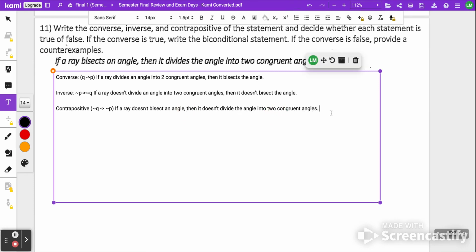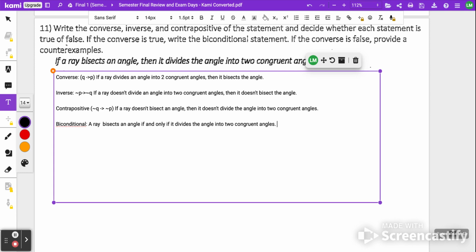And then we've got a biconditional, which uses if and only if. So a ray bisects an angle if and only if it divides the angle into two congruent angles.